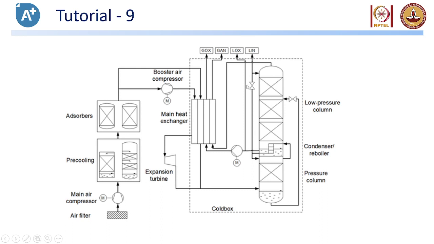I think this is the one it is referring to. Both the bottom product and the top product are taken through valves, expanded to 1 bar, and then sent to the LP column, which is the top one. Okay.